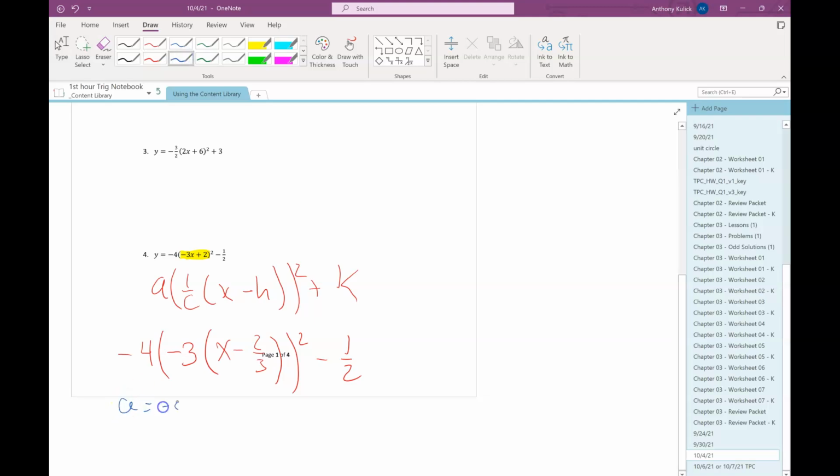So here my A is -4. My C, well, I see that 1 over C is -3. So C is going to be the reciprocal of that, so -1/3. H is going to be 2/3. And K is going to be -1/2.